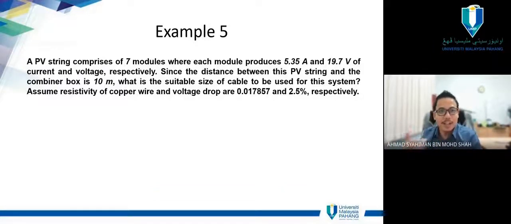Okay, a PV string comprises of 7 modules, where each module produces 5.35 amps and 19.7 volts of current and voltage respectively. Here I didn't mention whether it is ISC or IMP, I just wrote 5.35 amps. If the value is given, you can take IMP or ISC, both are fine. You can choose either IMP or ISC, but my preferred is IMP. But still, if you write ISC, it's okay.